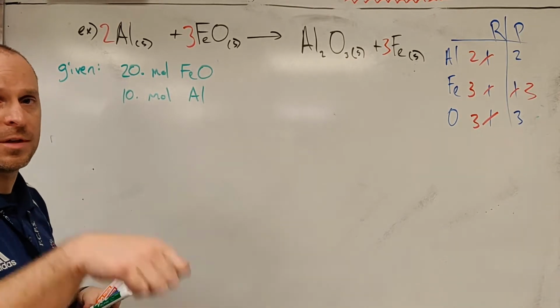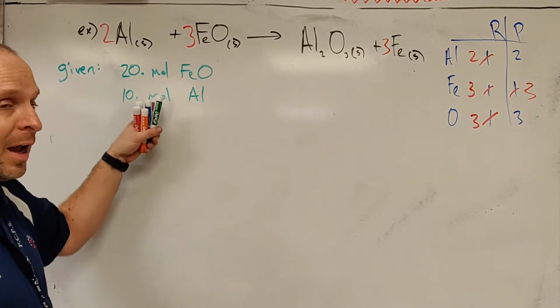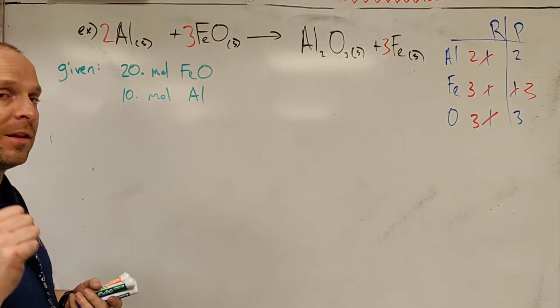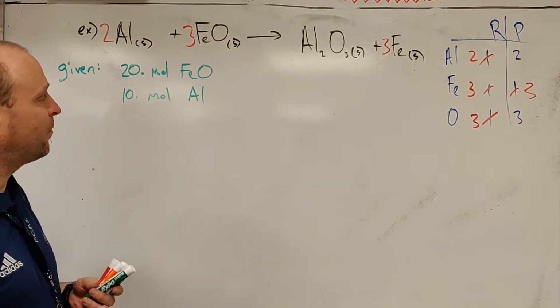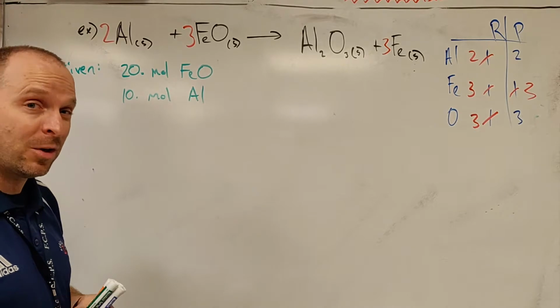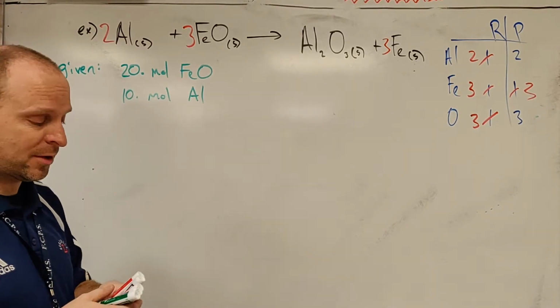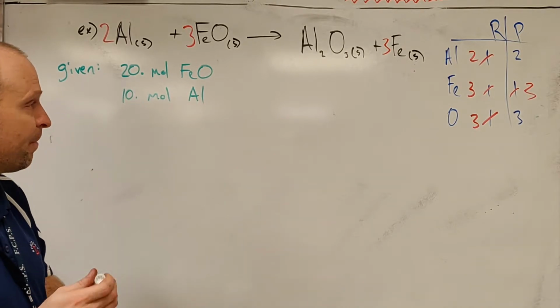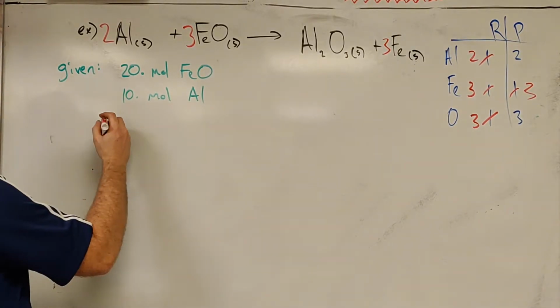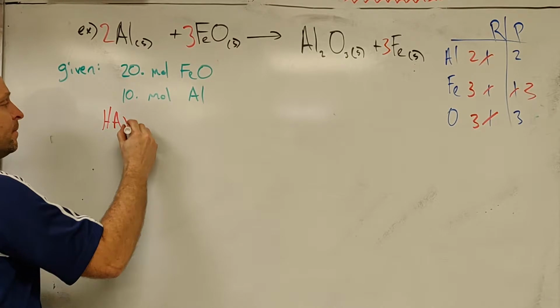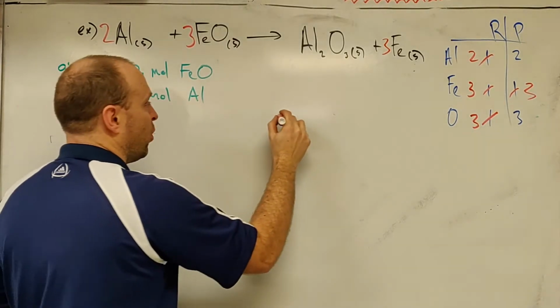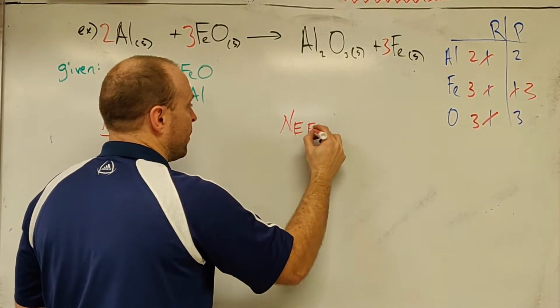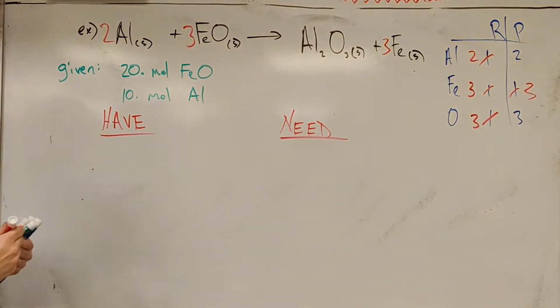Our 2 steps. Step 1, compare the reactants to each other to find the limiting and excess reactant. Step 2 is going to be to compare the limiting reactant only to our products to get a theoretical yield. And somewhere in there we can find our amount excess. All right? Same process as before. What we have versus what we need. And that's going to give us our comparison.